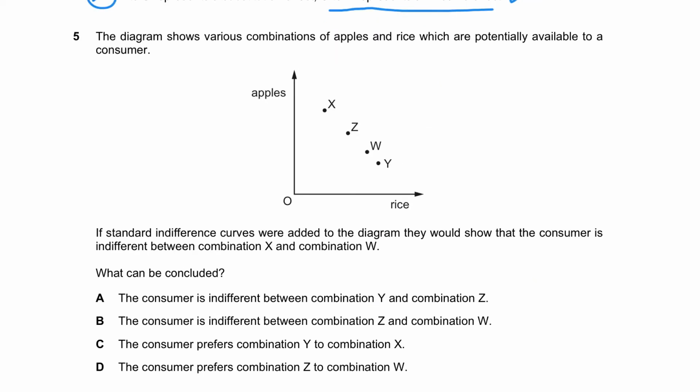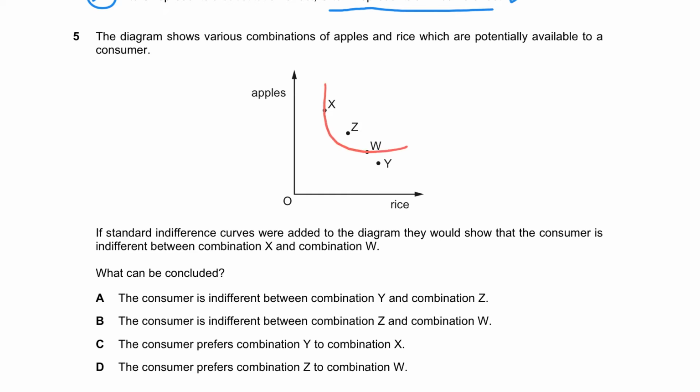In question number 5, they say the diagram shows the various combinations of apples and rice which are potentially available to a consumer. If standard indifference curves were added to the diagram, they would show that the consumer is indifferent between X and W. Now what we do in this question is make a standard indifference curve. That's what they're saying. If we make a standard indifference curve, that should pass through X and W.